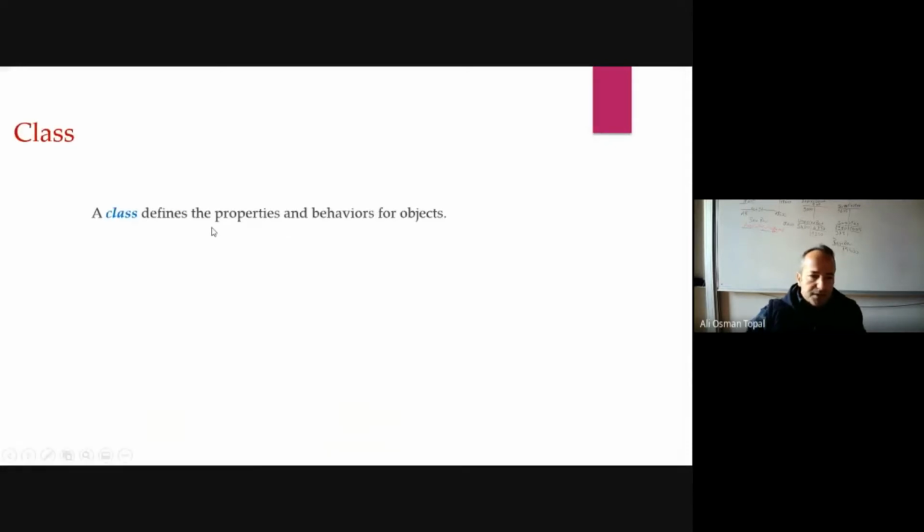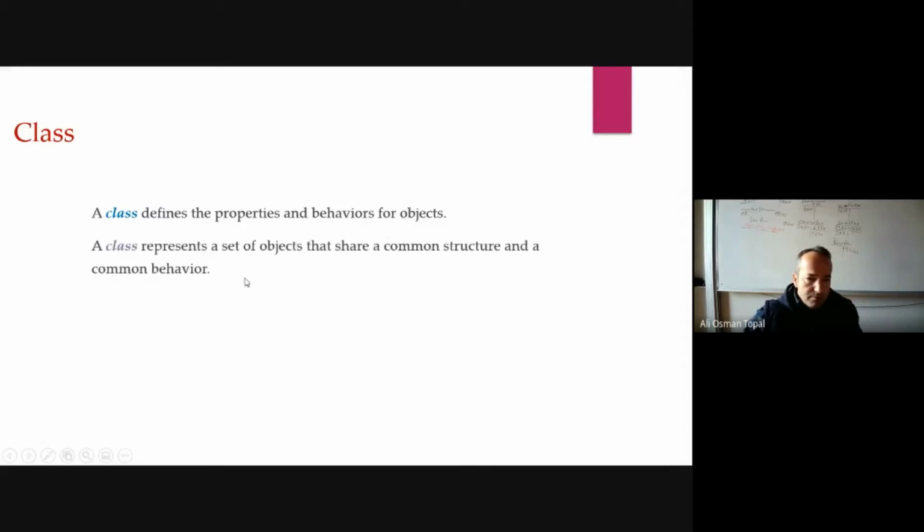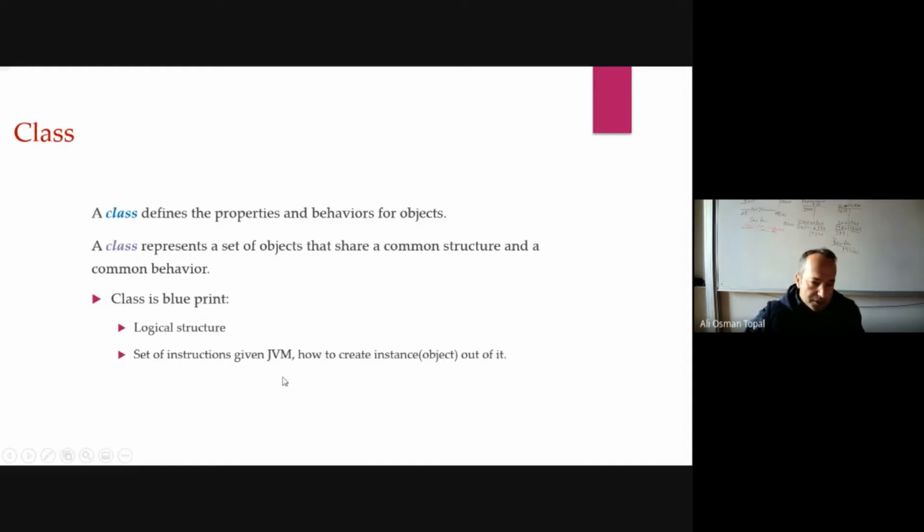So a class defines the properties and behaviors for objects. Okay, this is the object. What about the class? It is going to define the properties of and behaviors for an object. A class represents a set of objects that share a common structure and a common behavior. So it is kind of a blueprint. It has a logical structure, a set of instructions giving the JVM how to create an instance object out of it.